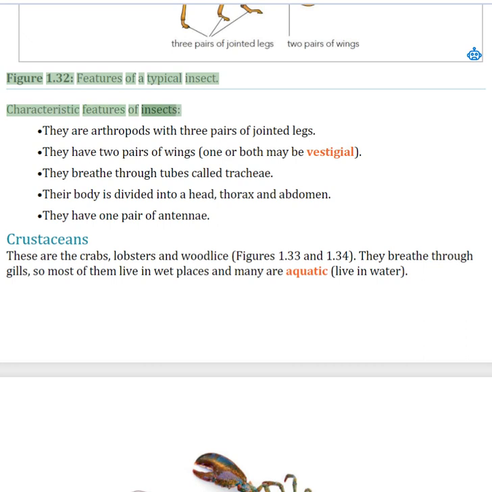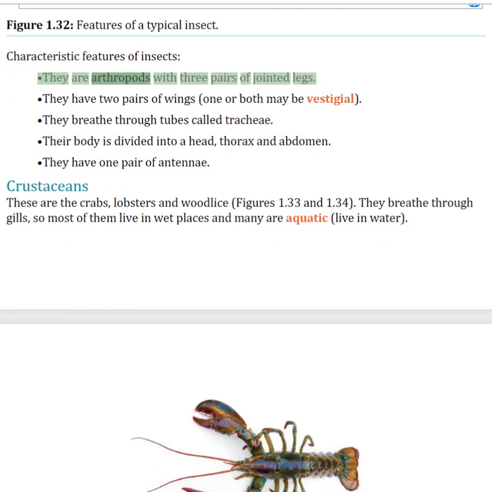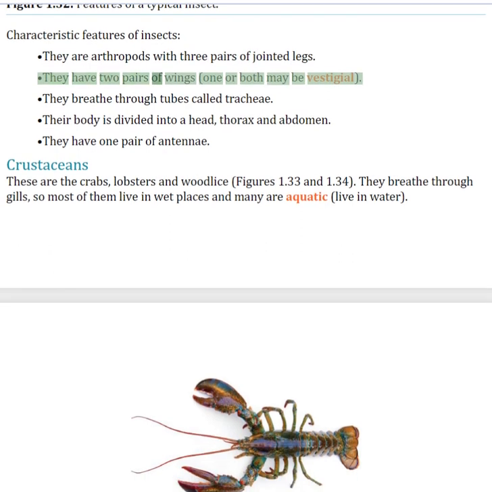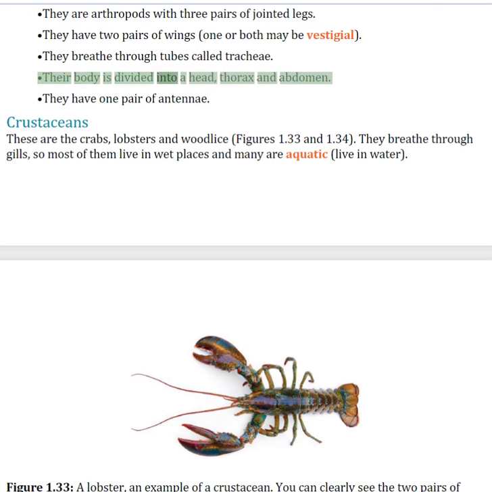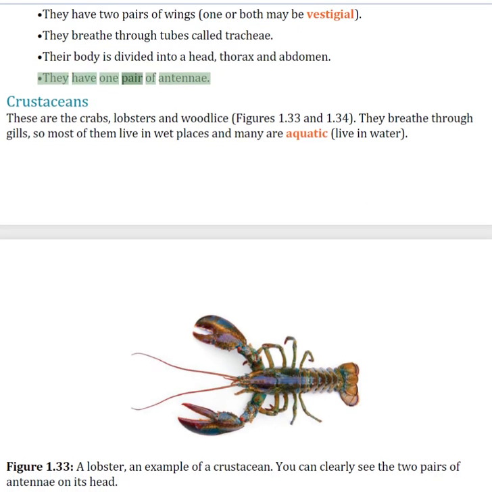Characteristic features of insects. They are arthropods with 3 pairs of jointed legs. They have 2 pairs of wings. They breathe through tubes called tracheae. Their body is divided into a head, thorax and abdomen. They have 1 pair of antennae.